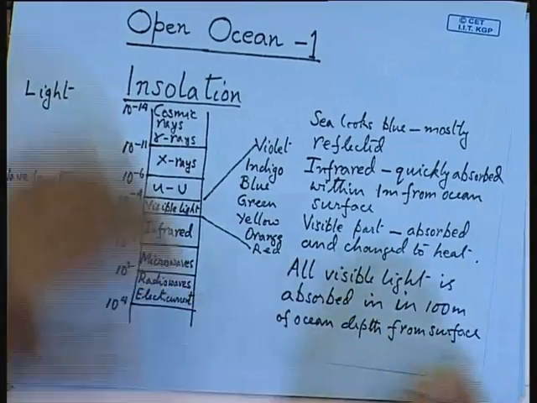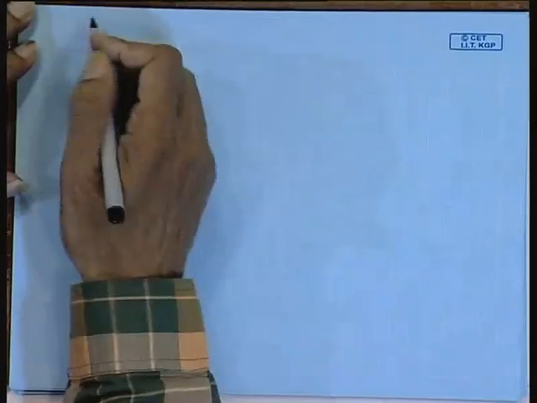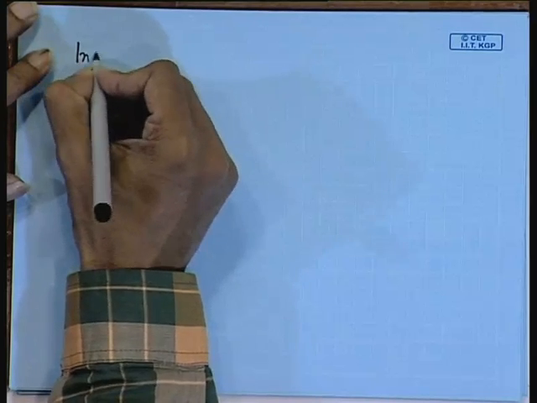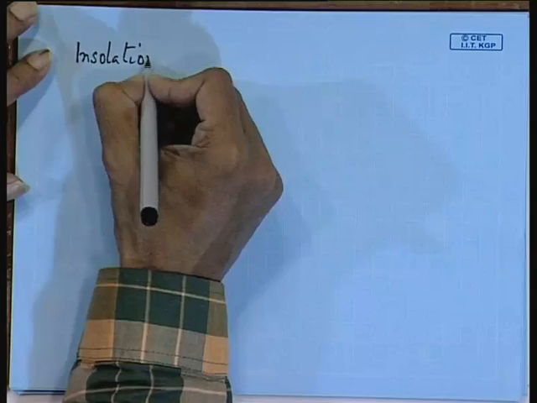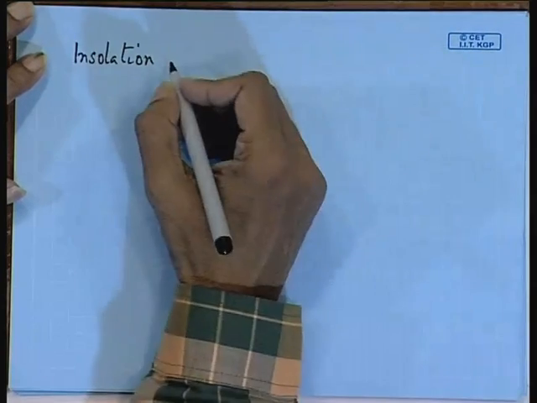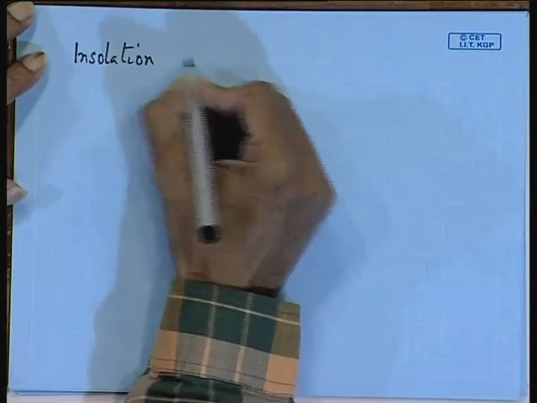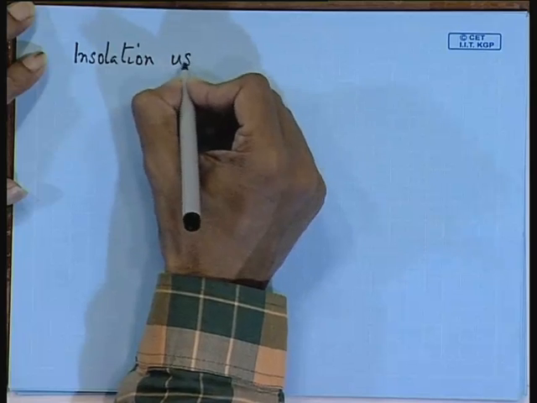Now, this process of insolation is the process of absorbing heat from the sun by the ocean. This is used by plants in photosynthesis.